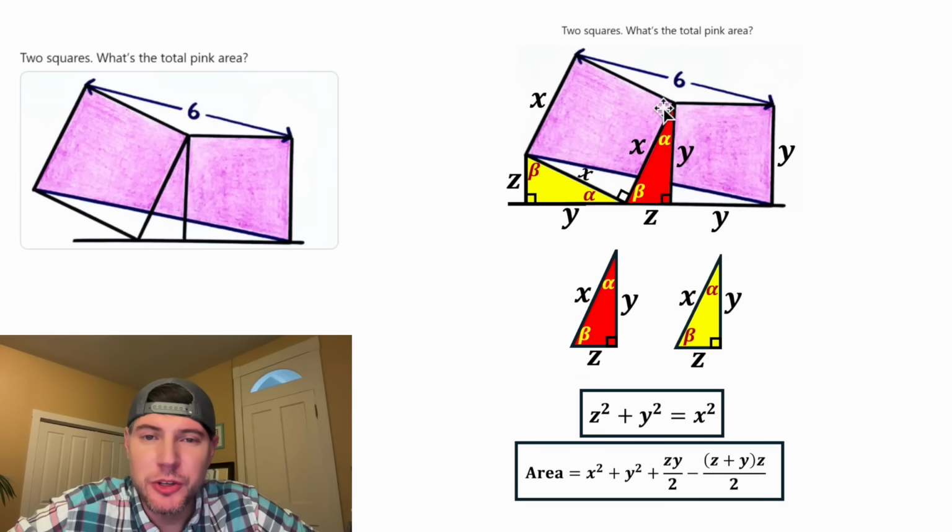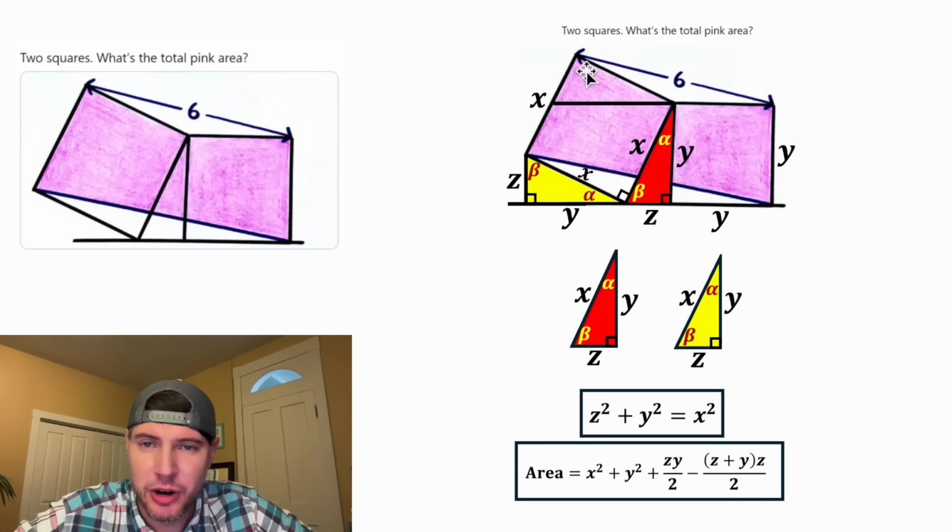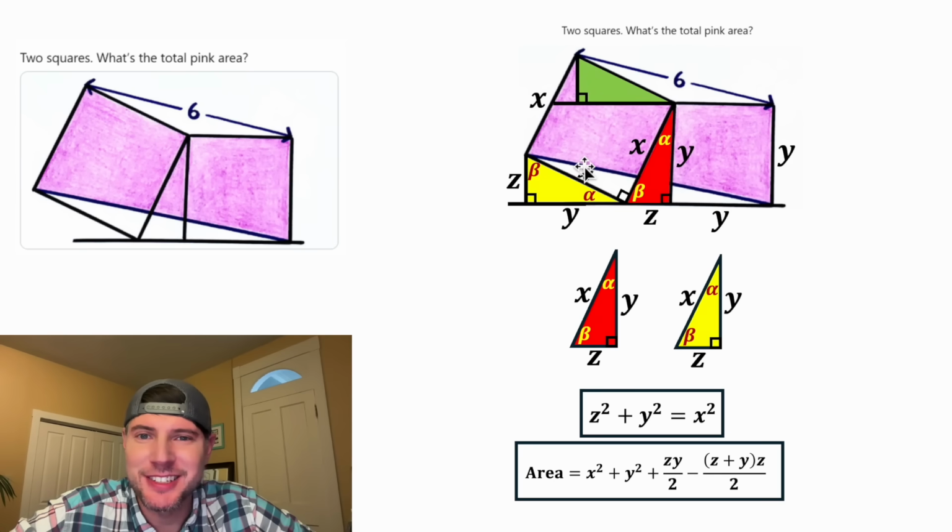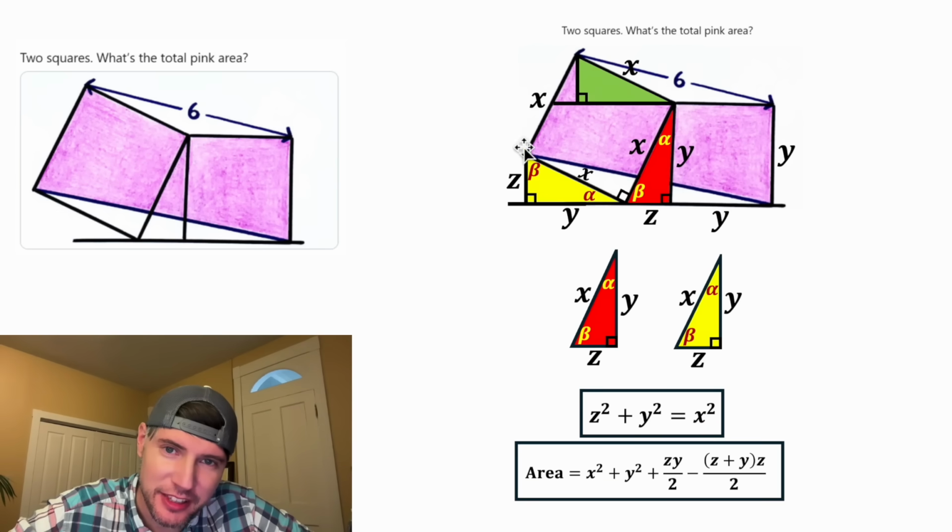We have not used the 6 yet. Let's extend this to here and drop this at right angles. We now have a right triangle that contains 6 as the hypotenuse. Let's focus on this green triangle and see if we can figure out these sides. This hypotenuse of the green triangle is definitely x because it's the side length of this square.